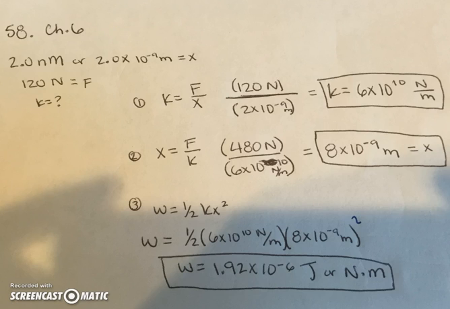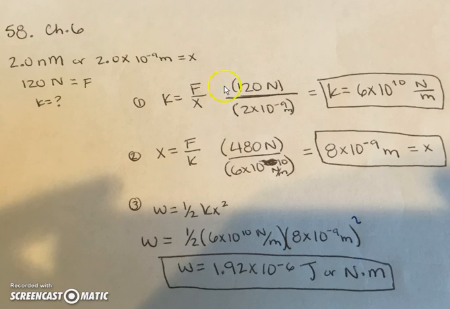So, to start off, we convert 2.0 nanometers to 2.0 times 10 to the negative 9th meters. Our starting force is 120 newtons, and that's our starting compression length. Once we plug it into the formula, the spring constant is equal to the force divided by the compression length.